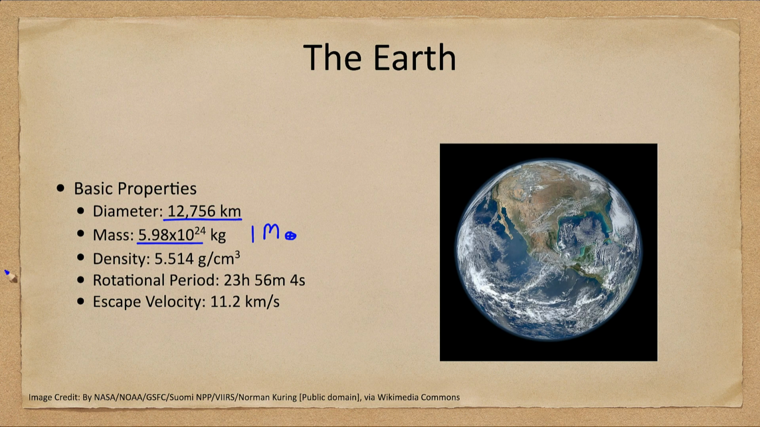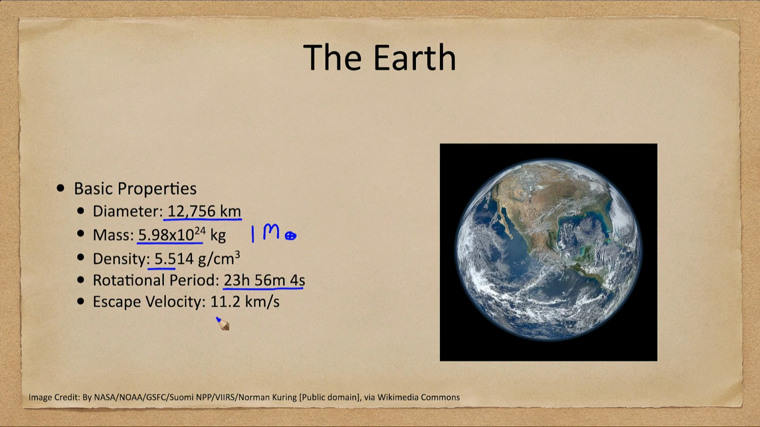And we can use that to compare to other planets more easily than using the very large numbers that we see here. Now, the density of about 5.5 grams per cubic centimeter means that Earth is made up of a mixture of metal and rock. Its rotational period is 23 hours and 56 minutes, and recall that is the sidereal rotation period, how long it actually takes Earth to rotate. Our day is 24 hours based on the sun.